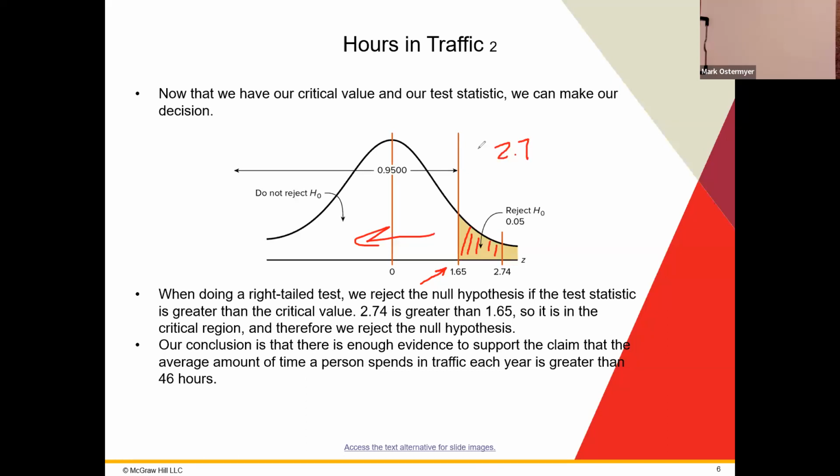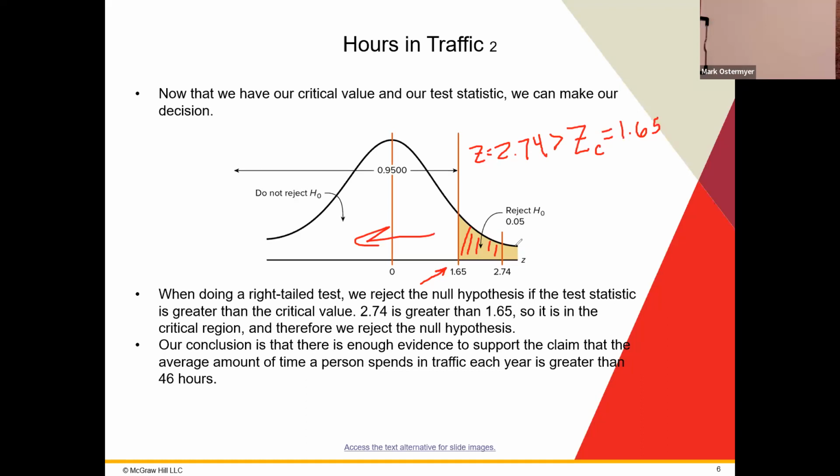Notice, ladies and gentlemen, our test statistic value, which is 2.74, is greater than our critical Z value, which is 1.65. Because of that, our test statistic falls in the upper tail rejection region of the standard normal distribution. And because our test statistic falls in the rejection region, we are going to reject the null hypothesis. And therefore, we're going to state in plain English our conclusion or our summary.